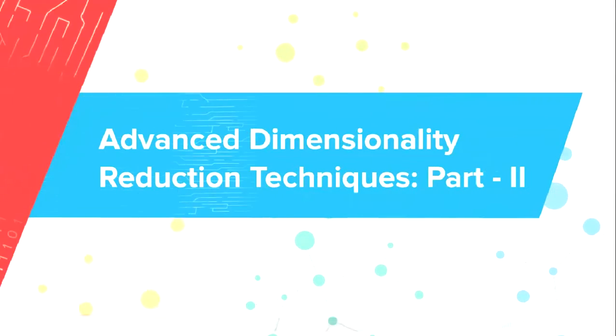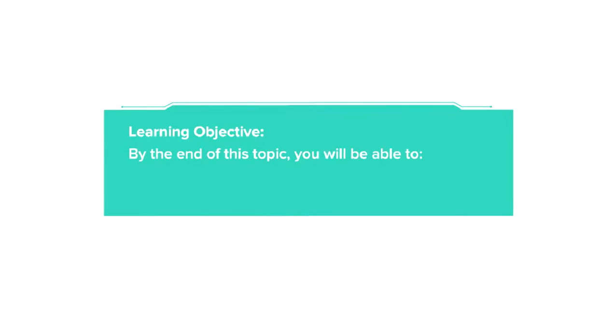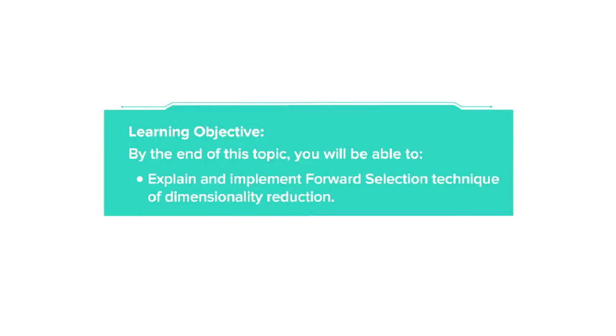Let's continue our discussion on advanced dimensionality reduction techniques. By the end of this topic, you will be able to explain and implement the forward selection technique of dimensionality reduction. Let's first look at the algorithmic approach to understand forward selection.